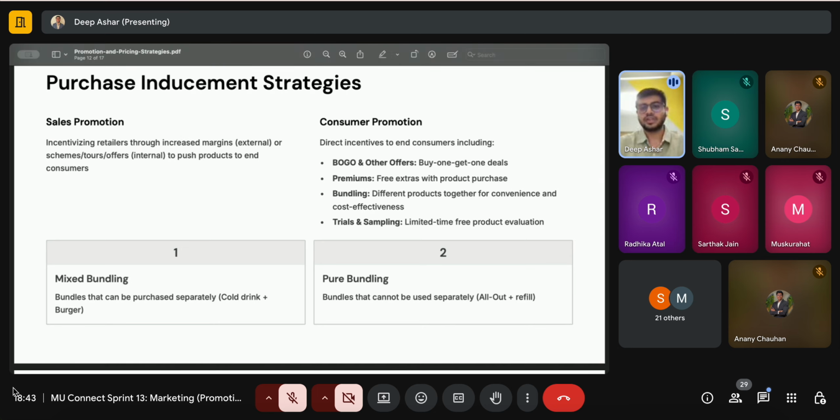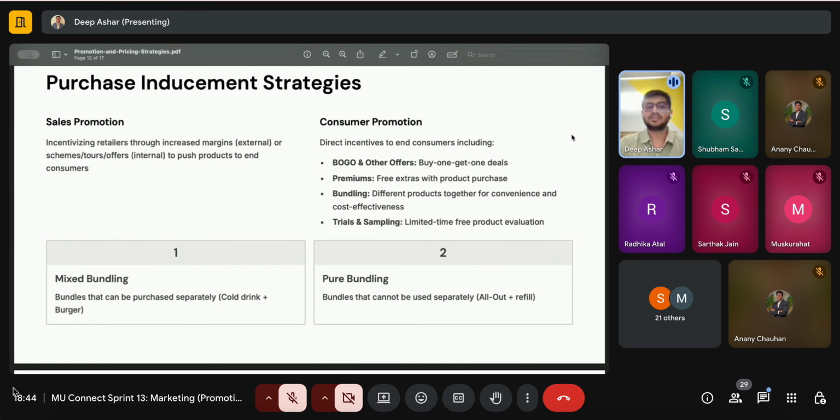So sales promotion, think of it in this way, that we are incentivizing the customer. And when we say customer here, it is your retailer, it is people in the supply chain, it could be anyone in the supply chain that you're targeting, but not your final end consumer. How do we induce them to keep our particular product and to push our product to the consumer? This is usually done through increasing margins. This is the easiest way to do it.